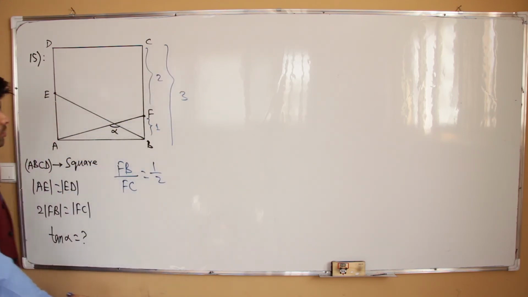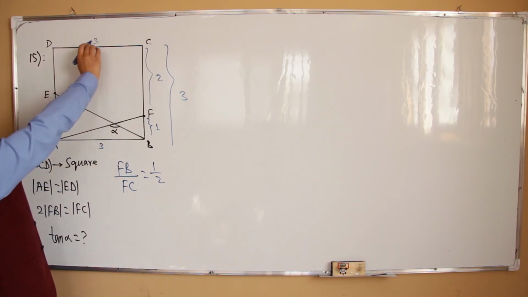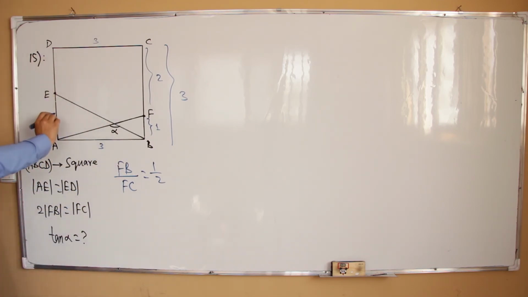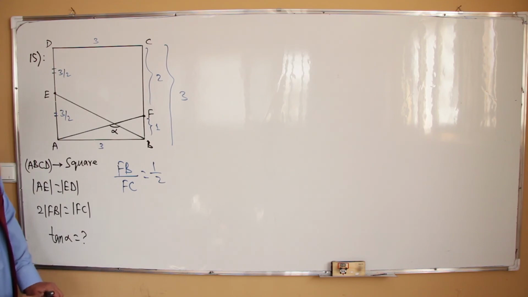Since this is a square, this side is also 3, this side is also 3. These lines are the same with each other, so it should be 3 by 2, 3 by 2, and all of them should be 3. Now alpha is not located in a right angle triangle, it should be located in a right angle triangle, else we are not able to define this one.